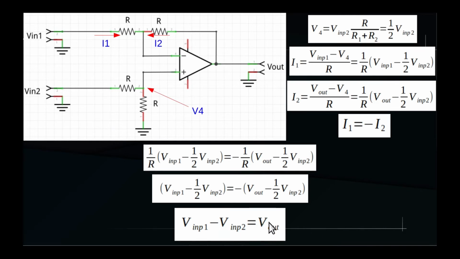That tells us that the output voltage is exactly equal to the difference of the voltages applied to the two inputs. Yes, exactly. This is the opposite of the previous circuit. That one was adding voltages. This one, instead, is subtracting them. Let's see how this happens experimentally now.